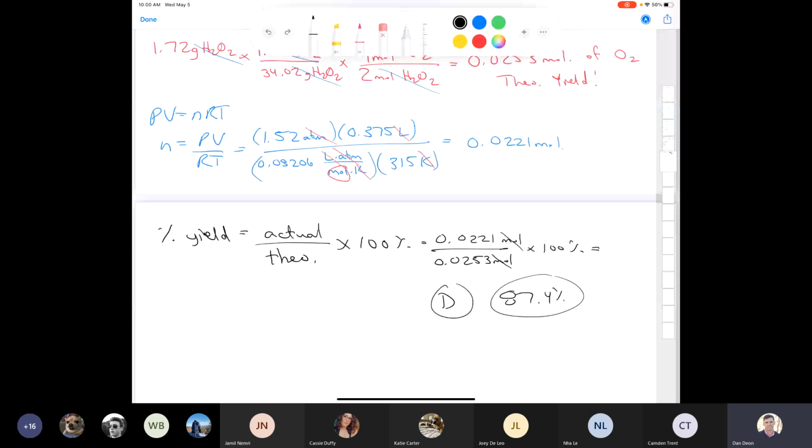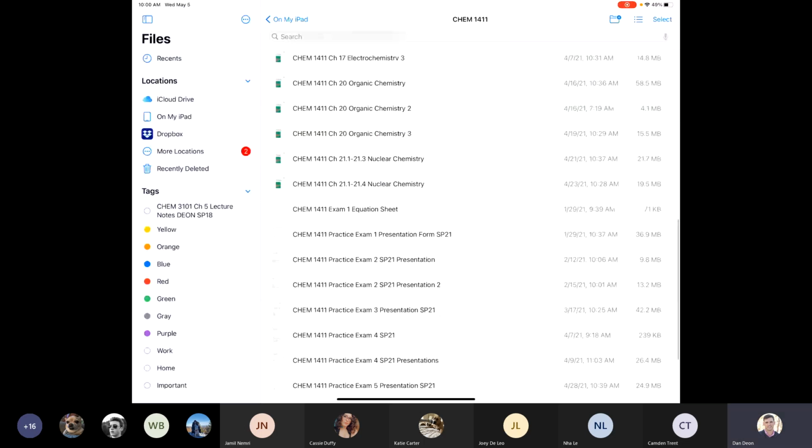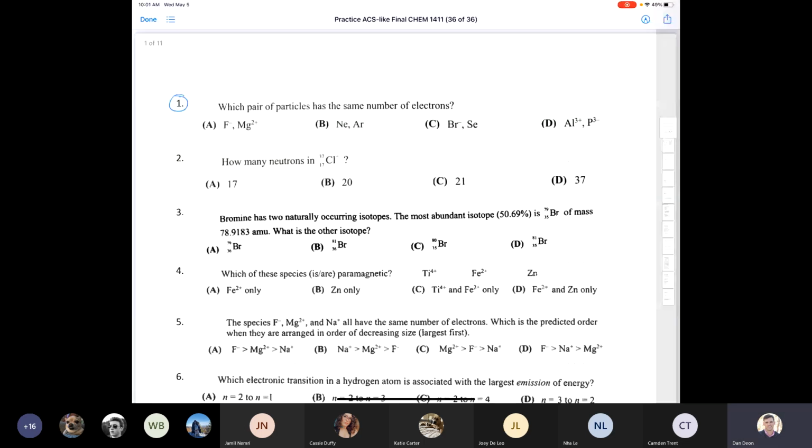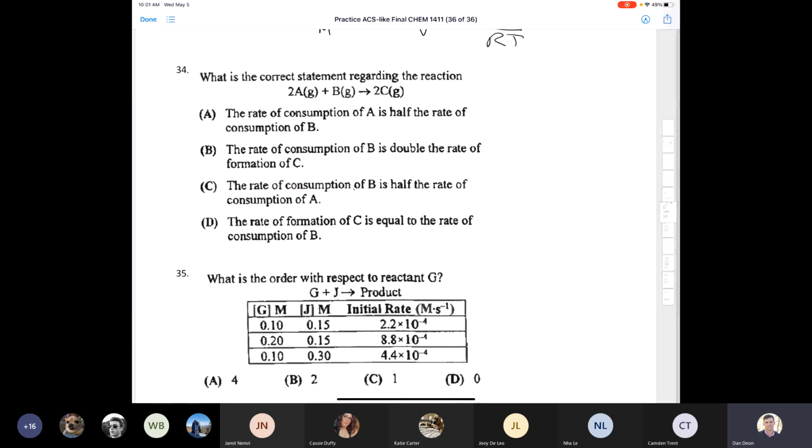All right, let's take a look at a problem that deals with reaction rates. So this is question number 34. I may have to go back to my exam here. There we go. It says, what is the correct statement regarding the reaction 2A plus B produces 2C.